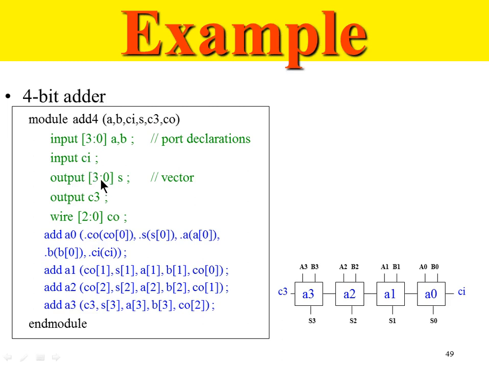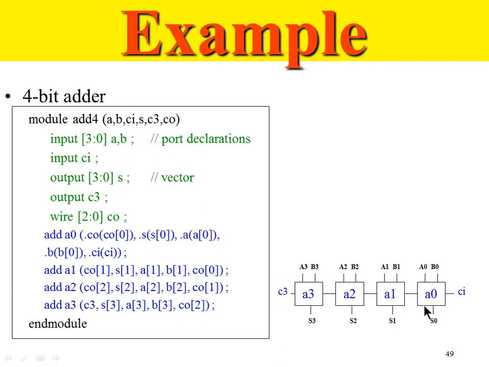S is the output port, 4 bits. 3 down to 0 means 4 bits. C3 is the output port, single bit. Then I have a wire called CO, which is 3 bits, which I need for the intermediate connections. 1, 2, and 3, so I need 3 wires. 3-bit wire called CO. Now this single bit adder, I'm going to instantiate it 4 times. The first adder I'm going to call with label A0. The second instance of the adder is called A1. Third instance is called A2. The last instance, the fourth one, is called A3.